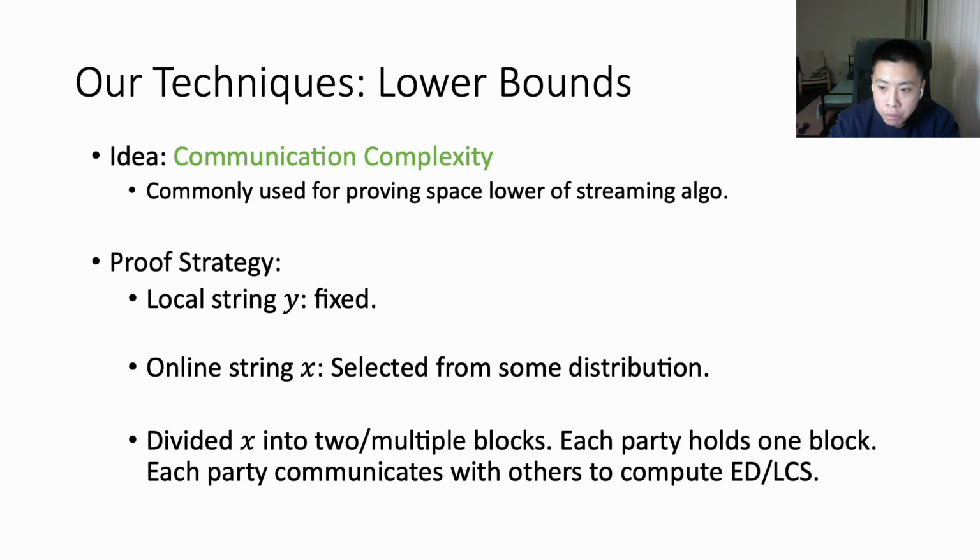First, we assume that the offline string y is fixed. The online string x is selected from some distribution. We can divide x into two or multiple blocks. Each party of the communication model holds one block of x, and they all have access to the offline string y. Then, they communicate with each other in a certain order to compute the edit distance or LCS. Thus, the asymmetric streaming problem now becomes a two-party or multi-party communication problem.